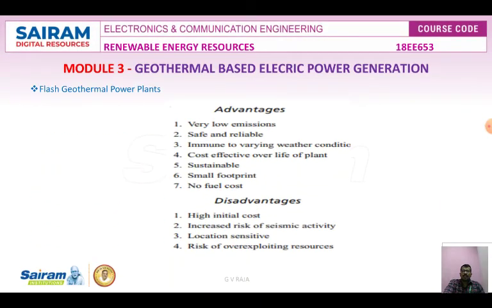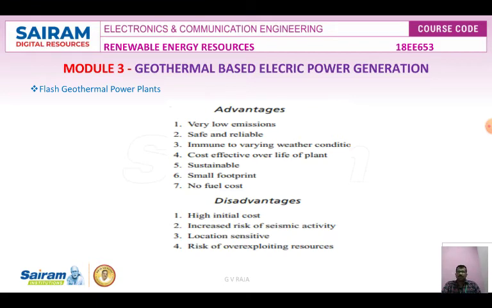Next, the advantages of flash thermal power plants are very low emissions, safe and reliable, immune to varying weather conditions, cost effective, sustainable, small footprint, and no fuel cost. Disadvantages: the initial cost is very high. There is an increased risk of seismic activity, which means in an earthquake situation it is very difficult. Location is very sensitive because it is very hot. There is also a risk of over-exploiting the resources.